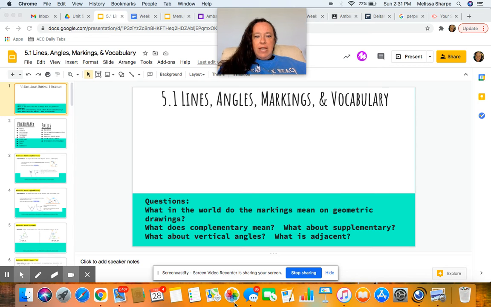So the questions for today: what in the world do the markings mean on geometric drawings? What does complementary mean? What about supplementary, vertical angles, adjacent? So we're going to be doing a lot of vocabulary today and some examples as well.